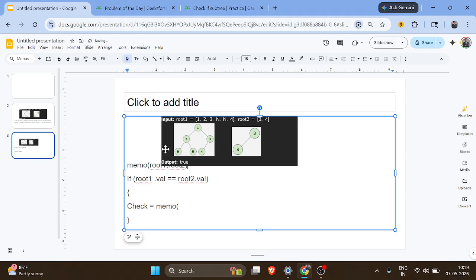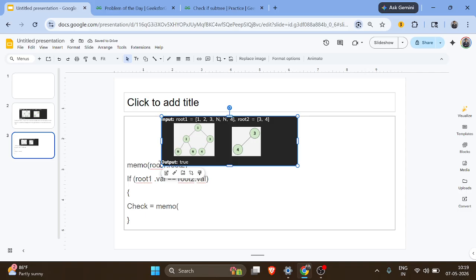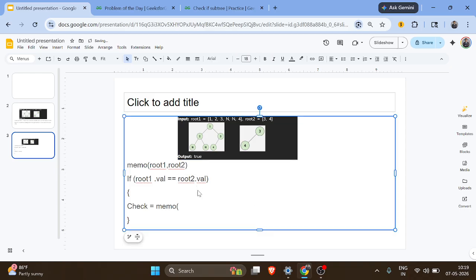And side by side, for your simplicity, I am also writing the code as per the intuition. So if the root 1 value equals the root 2 value, there is a possibility that the root 2 node starts from here, because root 1 value equals root 2 value. So there is a possibility that the left subtree and the right subtree of root 2 also exist in this tree which is rooted at node 1.